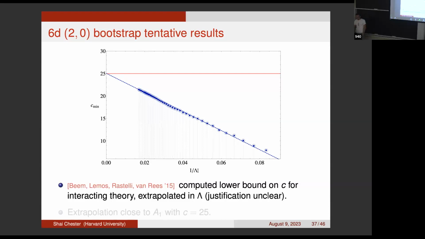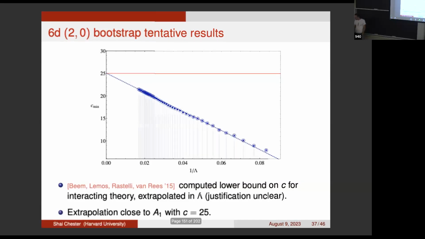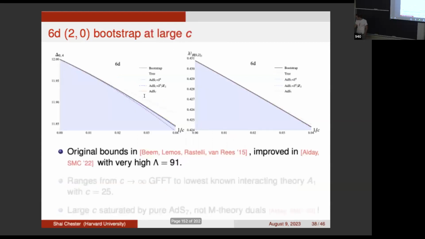So the x-axis is the Bootstrap precision. The y-axis is this bound on C. And if you interpolate their precision to infinity, like this, it seems like the bound is converging to 25, which is indeed the smallest value of C which is known, because the lowest (2,0) theory has C equals 25. And so this is kind of interesting because this suggests that this general Bootstrap might be used to study this non-trivial theory. Although this requires a certain extrapolation. And you always have to be careful about extrapolations when you do numerics.